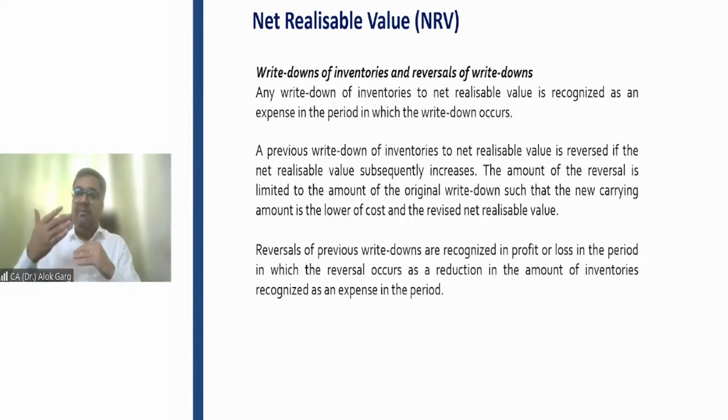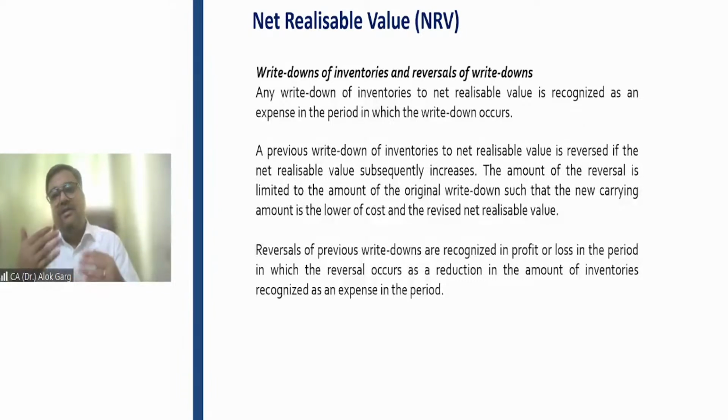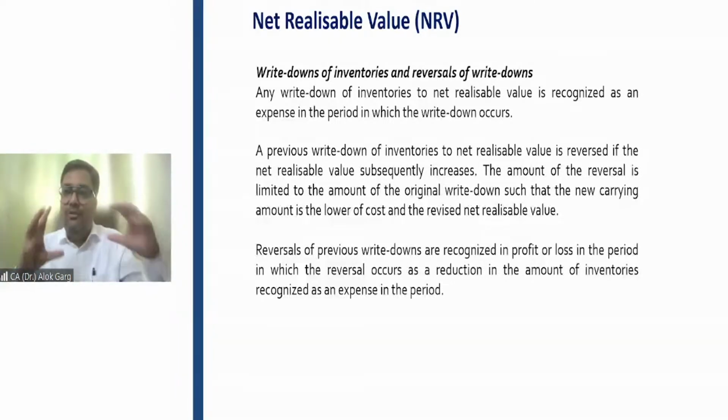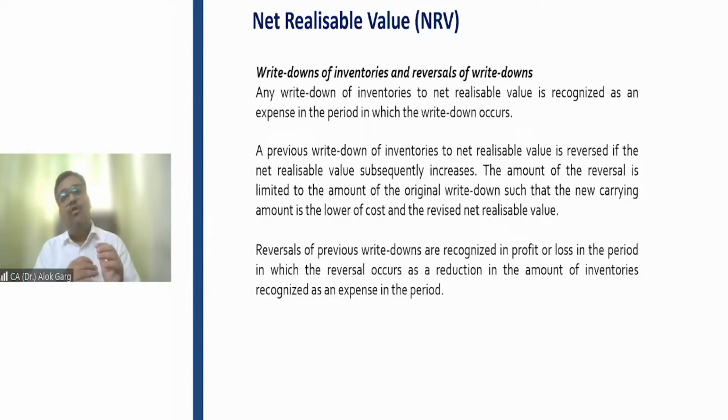But tomorrow, when the demand builds up, let's say the NRV becomes 95. In that case, you have to reverse the impairment loss which you booked earlier. You have to reverse the impairment loss of 15 rupees. Right? Sir, what happens if instead of 100, it becomes 110? So you have to reverse the impairment loss only to the extent you have booked. You booked an impairment loss of 20 rupees, so only to that extent you will reverse. It is an impairment loss reversal.